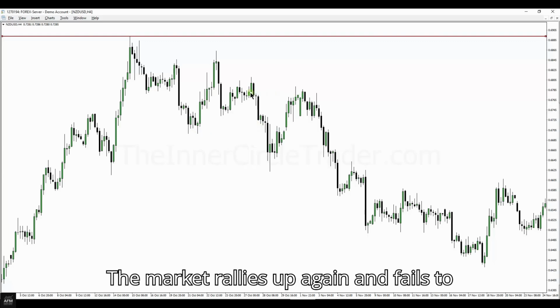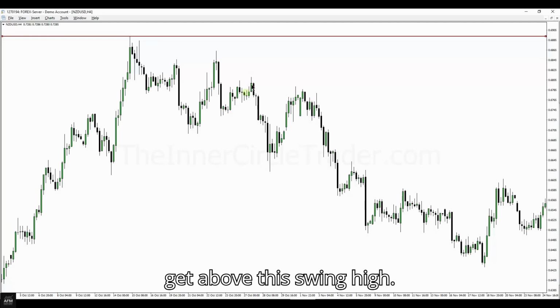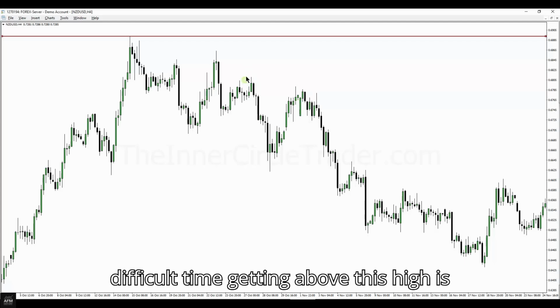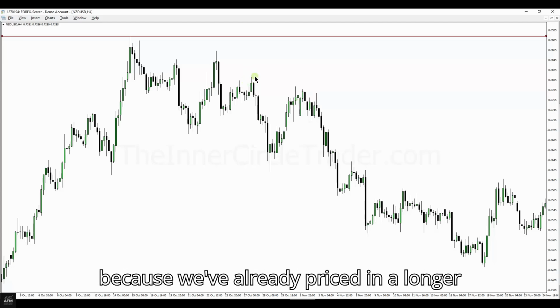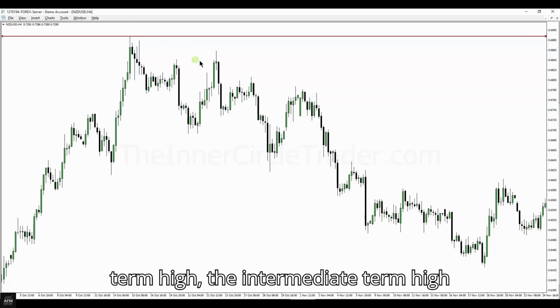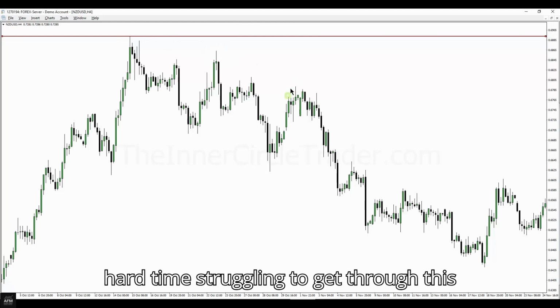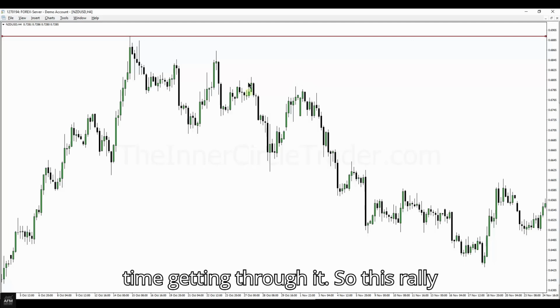The market rallies up again and fails to get above this swing high. This run higher is a high resistance liquidity run. The fact that it's going to have a very difficult time getting above this high is because we've already priced in a longer term high, an intermediate term high, and this high is going to have a very hard time struggling to get through this high.